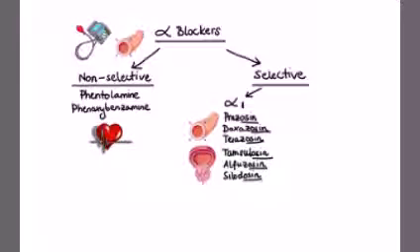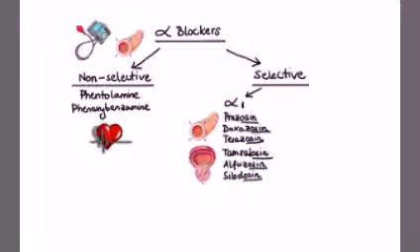On the other hand, tamsulosin, alfuzosin, and silodosin have little effect on blood pressure, but are much more effective for relieving symptoms associated with enlarged prostate. And this is because these agents have increased selectivity for alpha-1 receptors in the prostate, specifically alpha-1A subtype.